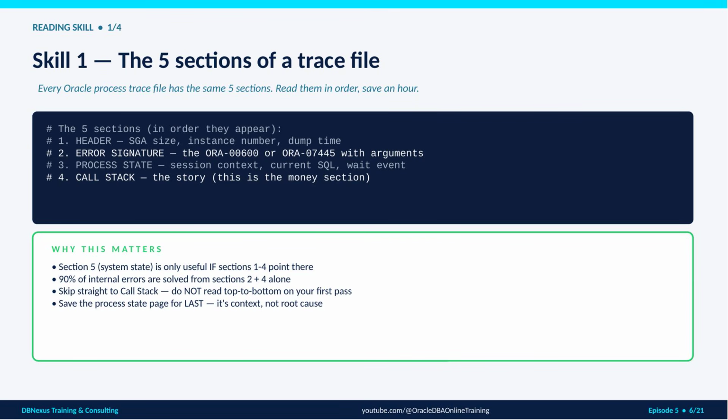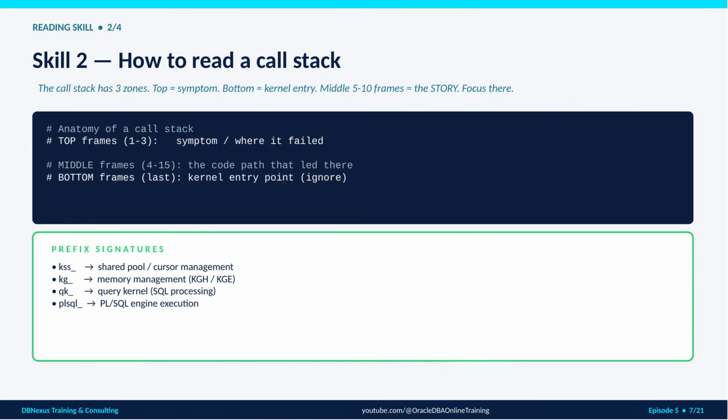Skill number 2, the call stack. It has 3 zones, only one of them matters. Top zone, the first 1 to 3 frames, that's the symptom, where it failed, but not the cause. Bottom zone, the last few frames, usually kernel entry points where the process started. Don't ignore the middle frames, 4 through 15. That is the story, that's the code path that led to the failure. Focus on the middle.